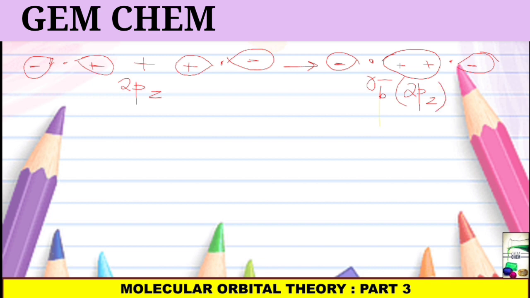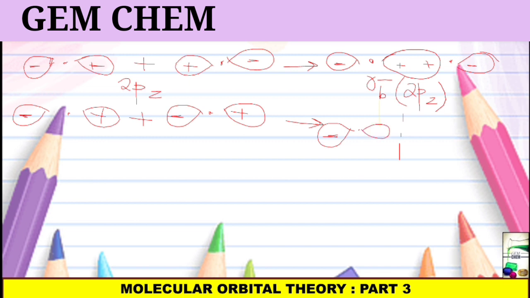Now if we try to draw the out of phase combination, what will happen? This is negative, this is positive, this will combine with negative and positive 2pz to form this. One nodal plane will come in between. This will be a bigger lobe, on the other side the positive will become short, here the negative will become short, and this positive will become long. So we get it as sigma star 2pz.